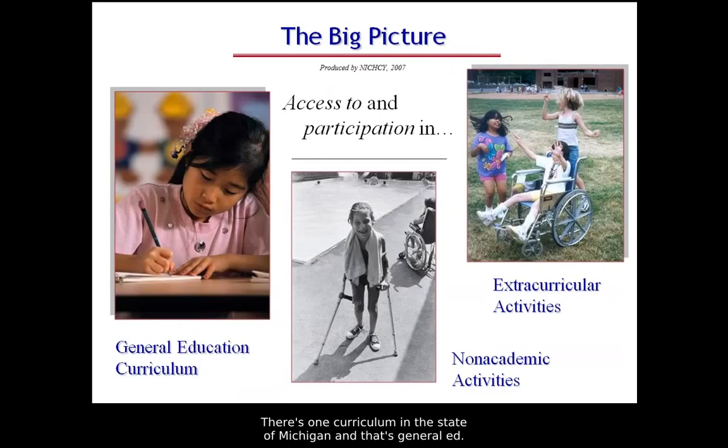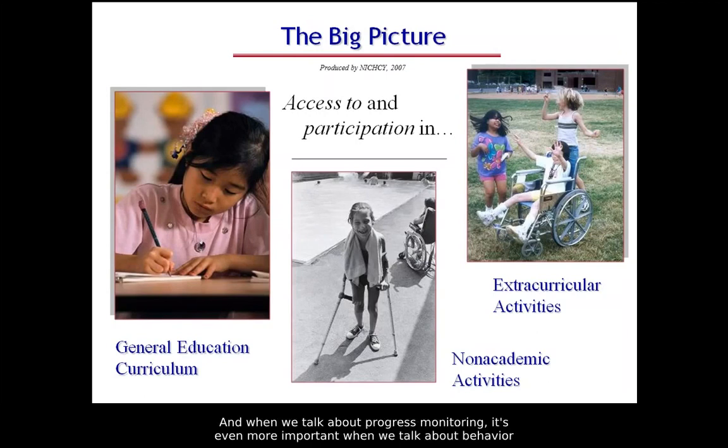There's one curriculum in the state of Michigan, and that's general ed. So you could have a 7th grade student reading at a 2nd grade level. It is about how they make progress. How do we ensure that they're learning as they go along? It's about extracurricular and non-academic activities.